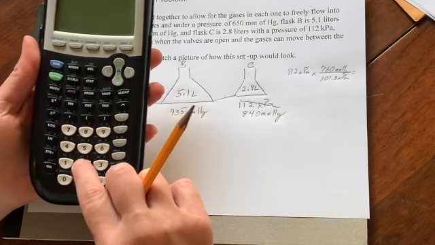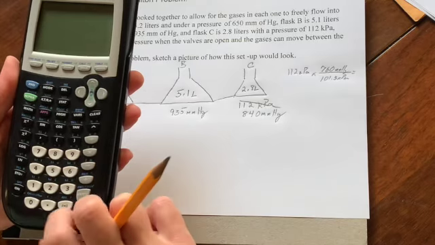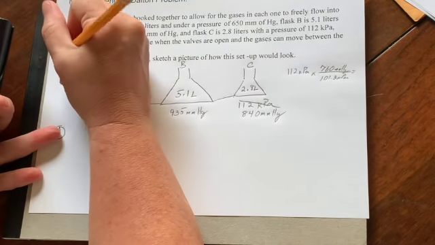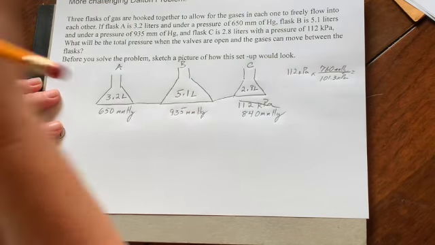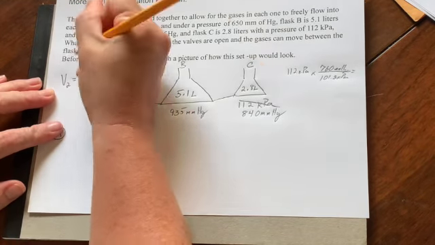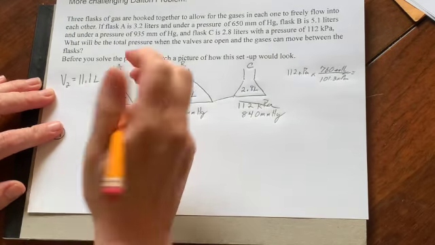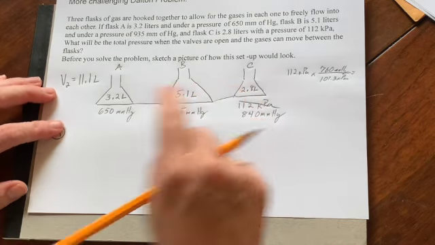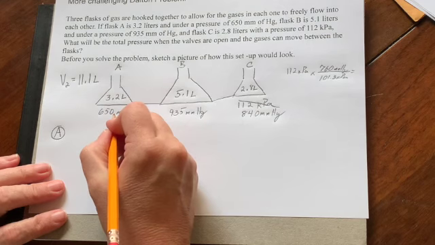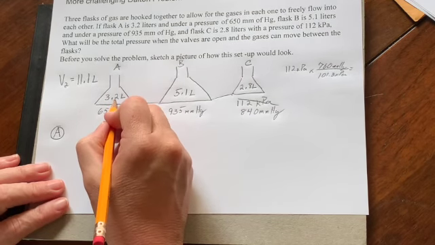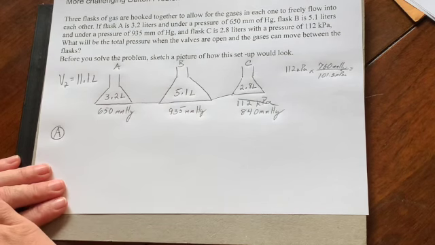So we're going to go 3.2 plus 5.1 plus 2.8, and this gives us our new volume. So V2 is going to be 11.1 liters, because when I add it up, 3.2 plus 5.1 plus 2.8, I get 11.1 liters. Well, I want to figure out for flask A, my gas went from 3.2 liters to 11.1. What's going to happen to my pressure?